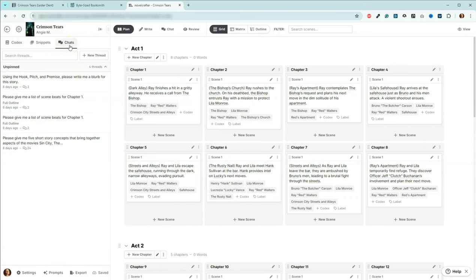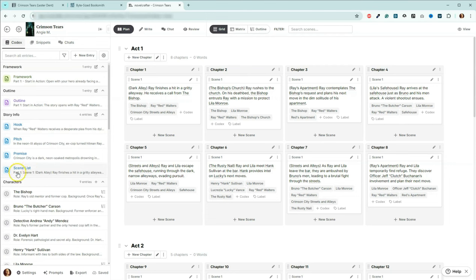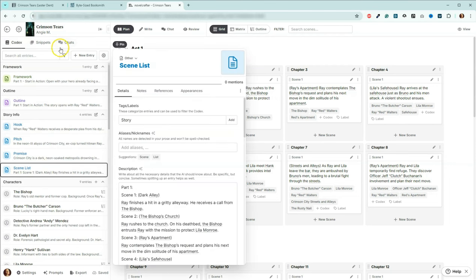Let's move on. I want to go through these beats. And then I want to talk about the blurb, and then we will talk about the book cover. Actually, we're not going to talk about the book cover this time. We will cover that in another video because I want to do that separately. So remember, we have this scene list here. So I wanted to create scene beats for the first scene.